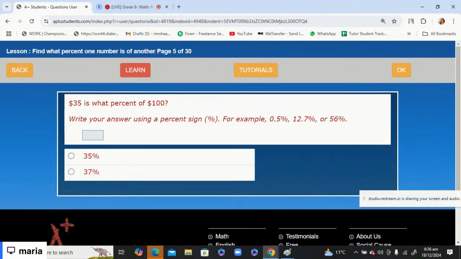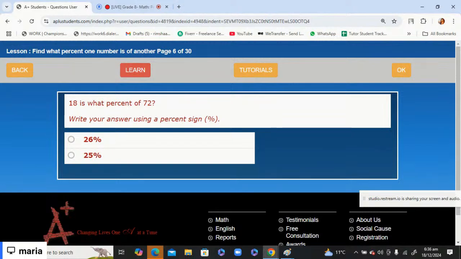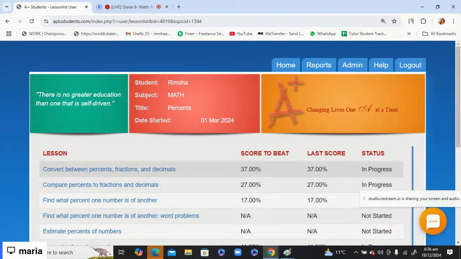35% is what percent of 100? It's 35%. Okay. Now this is the way that you are going to solve it. Hope you guys understand this lesson. So solve the rest of the questions related to this lesson by yourself. All right.